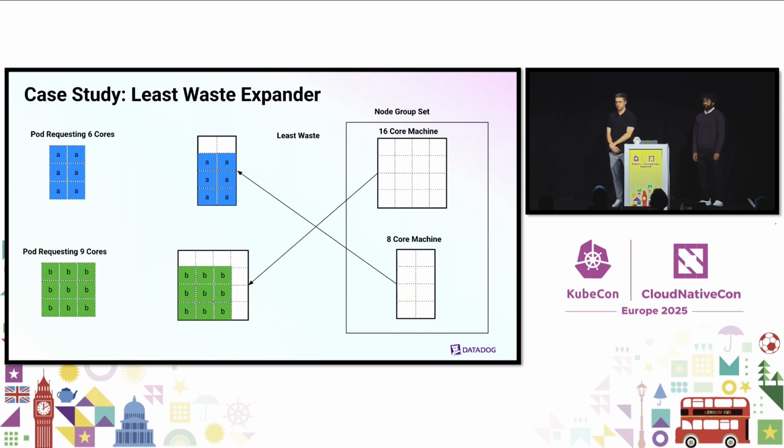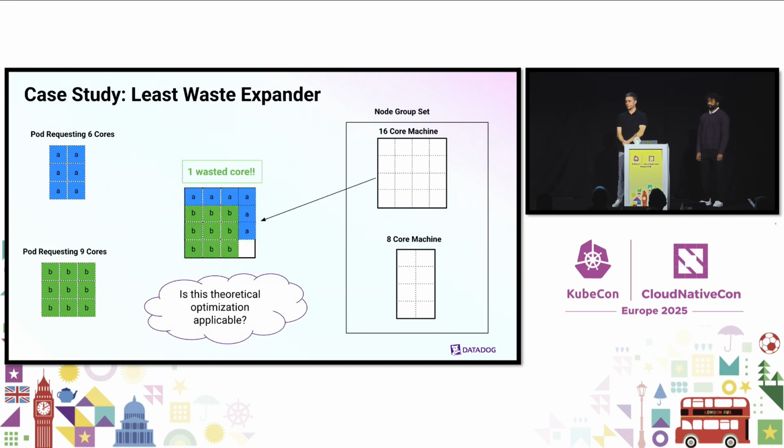Now, if another pod comes along requesting 9 cores, well, now that can't fit on the 8-core machine, so we need to scale up a 16-core machine. And we can quickly see that in this case, we now have 9 wasted cores. So in our optimal scenario, we would have bin packed both of these pods onto a single 16-core machine, and now only have 1 wasted core.